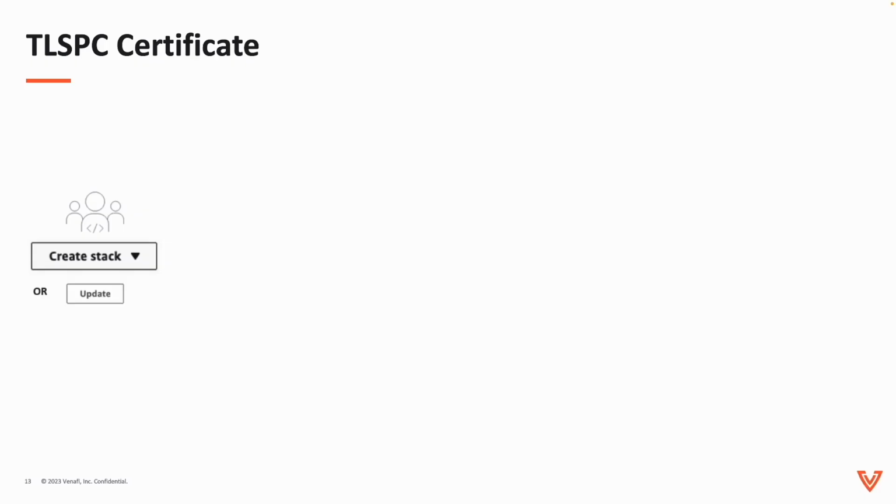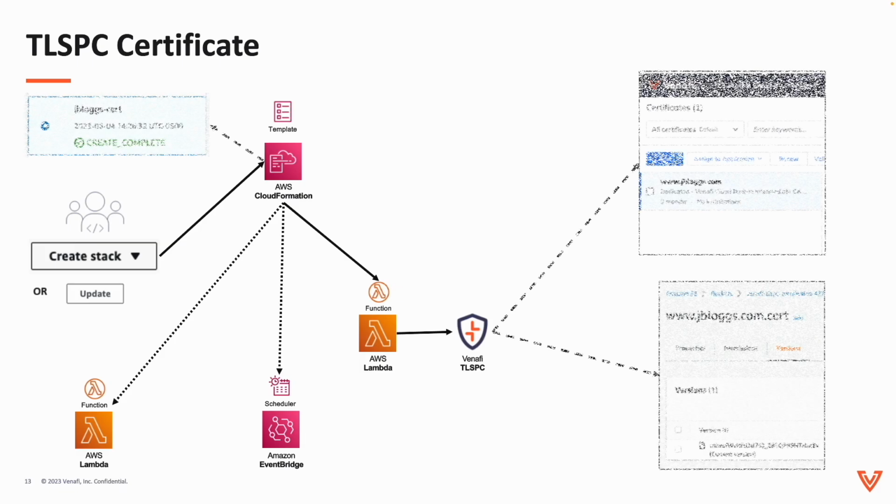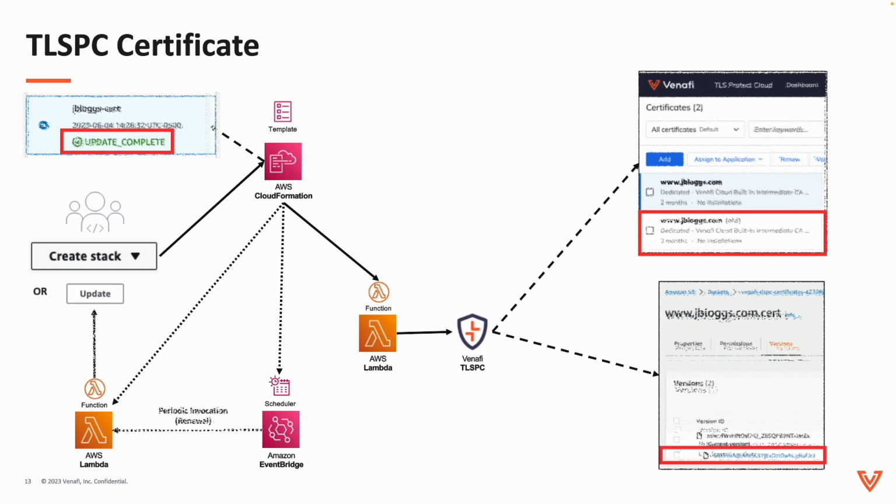Let's just review what happened there with the certificate stack. We created the stack using another CloudFormation template, which created not one Lambda function but two. One was invoked immediately to create our TLS PC resources, but also dropping that key material into an S3 bucket. Alongside that Lambda function was an Amazon EventBridge scheduler entry. The associated Lambda function will be invoked, which updates the stack, which ensures that our certificate never expires.